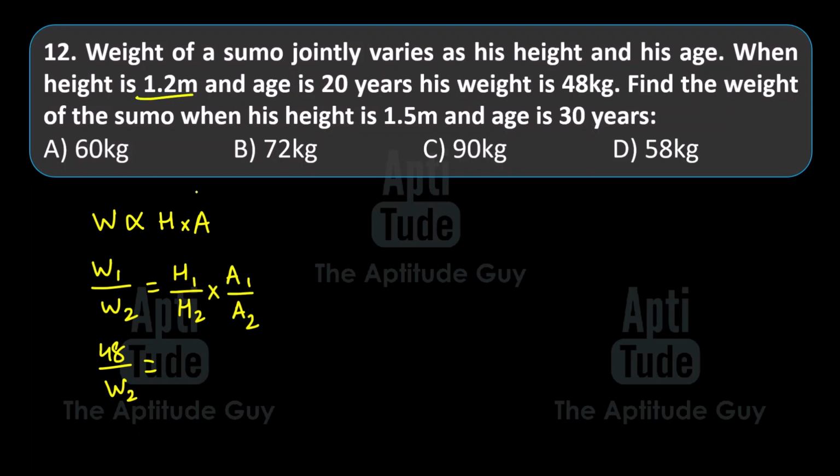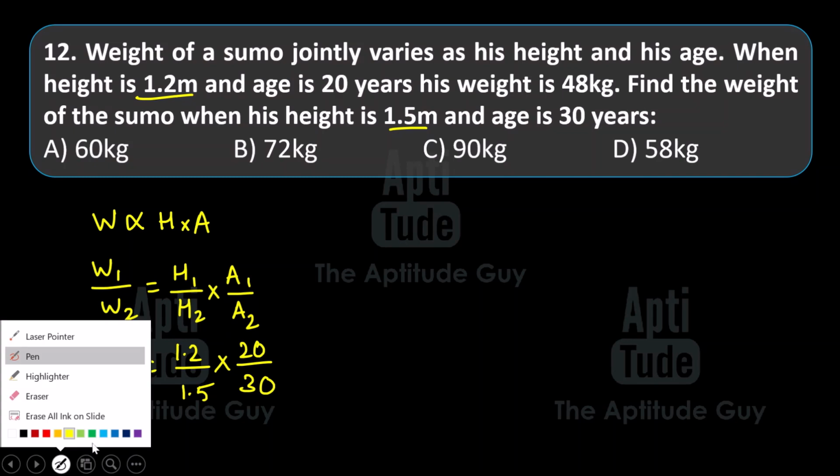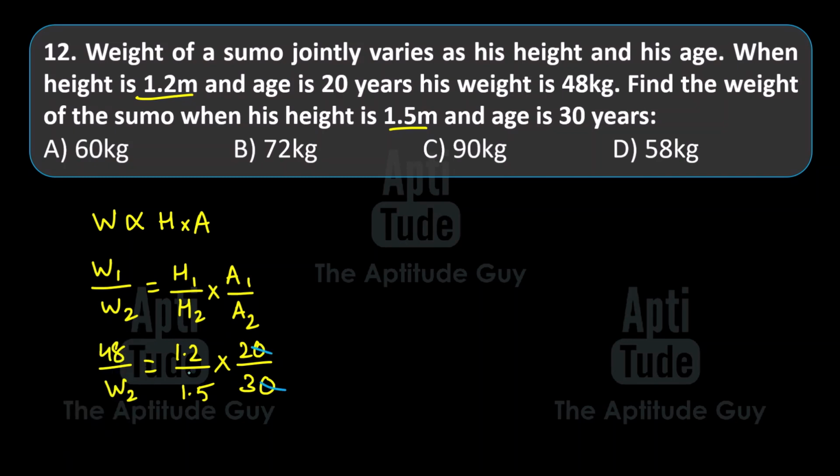Height 1 is 1.2 meters. Height 2 is 1.5 meters right here. Age 1 is 20 years, age 2 is 30 years. Linear equation in one variable. Very easy to solve. So, the first things which get cancelled are 0, 0, point, point. Done. So, weight 2 equals, we have 48 into 15 and 3 will go this side. 15 into 3 divided by 12 into 2.